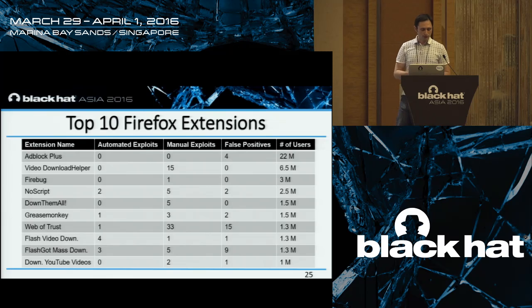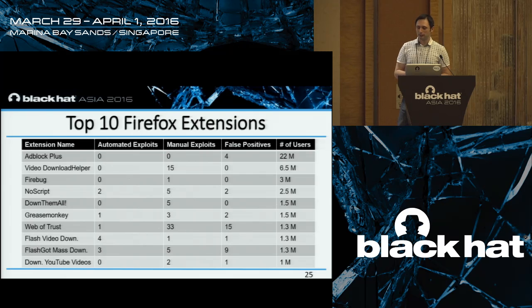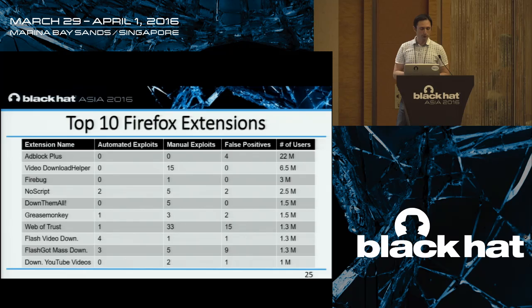So the top 10 Firefox extensions: now you see the extension names. Probably many of them are familiar to you, like NoScript or GreaseMonkey. And you see the number of automated exploits, which means we didn't do any modification. We just copied the code from the tool and passed it, and it worked. And the manual exploits, where we did some manual modification to turn them into working exploits. And the false positives, where sometimes the tool finds something, but actually there are some complex conditional checks, some sanity checks, before it goes to the sink.